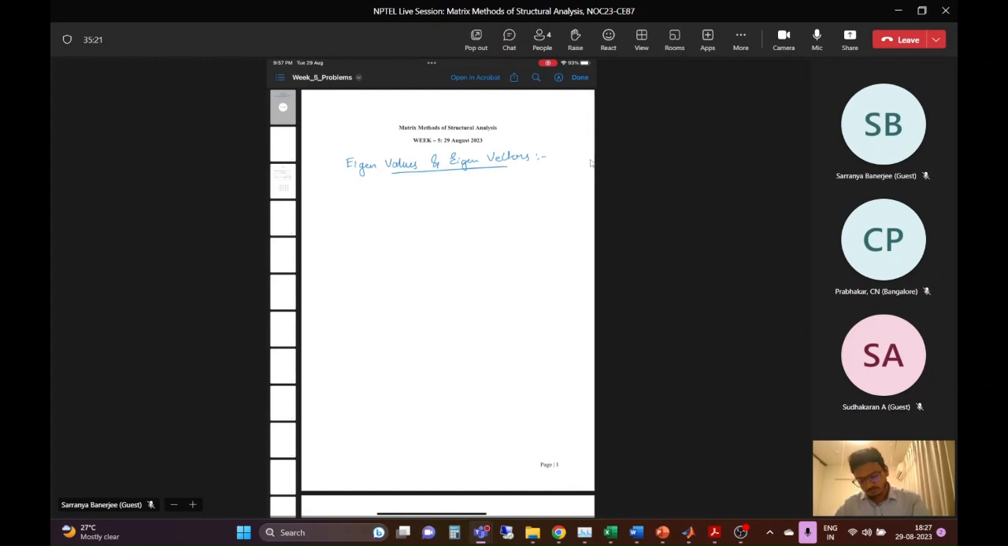Anyways, moving on. Now, eigenvalues and eigenvectors. I actually read up a little bit on this topic, and I will try to explain it. But the fact is that eigenvalues and eigenvectors is a very deep topic in mathematics, in linear algebra.